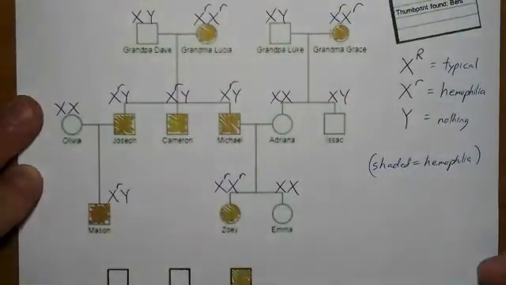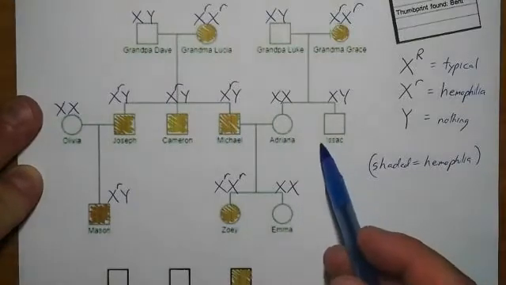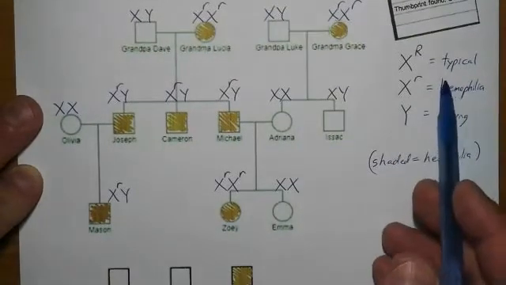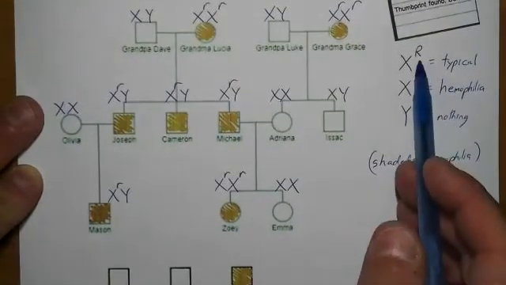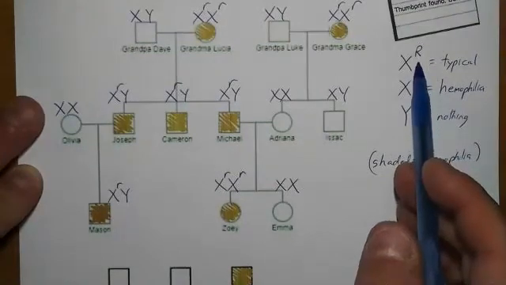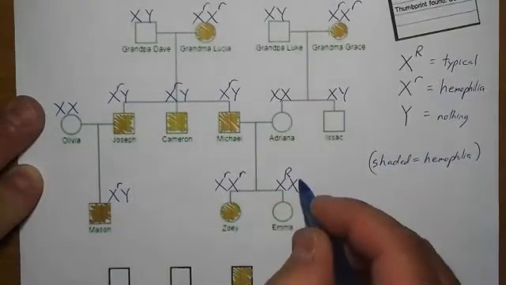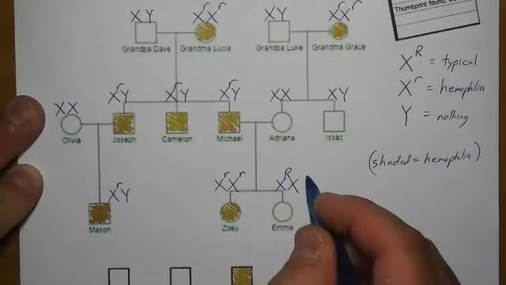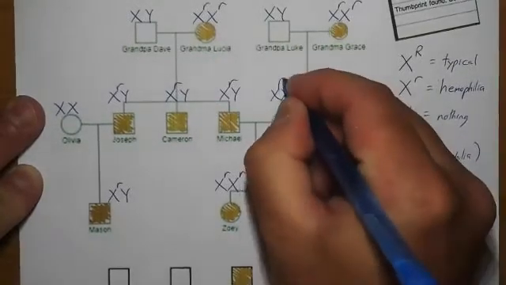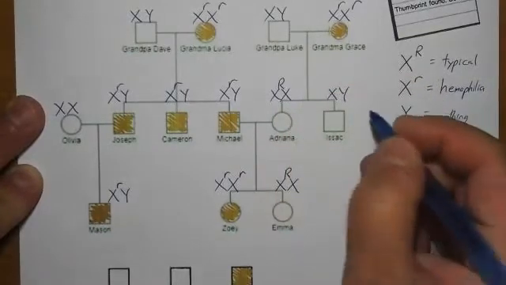Okay, now let's go to the non-shaded ones. The non-shaded ones are typical. And so in order to have that, you have to have at least one capital R. So if you're a girl, like Emma here, you know that one of them is a capital. You don't know what the other one is yet. Adrianna, she's a girl. One of them's a capital. You don't know what the other one is yet.